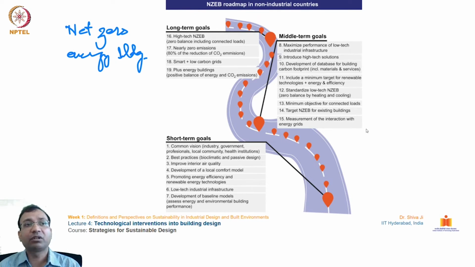The last one talks about plus energy buildings, so positive balance of energy and CO2 emissions. There should be a balance planned in the overall energy consumption and the overall emissions from that building. This long-term planning can help establish these relationships, so the overall impact of the building can be minimized.